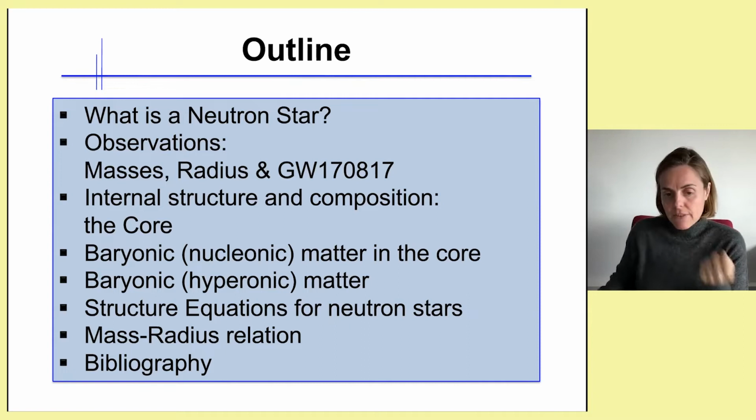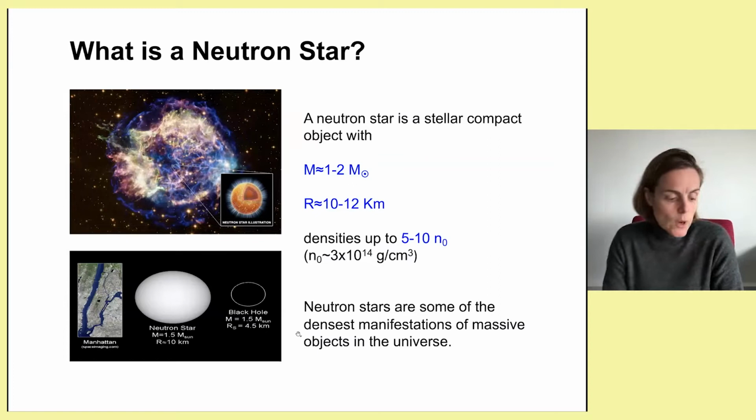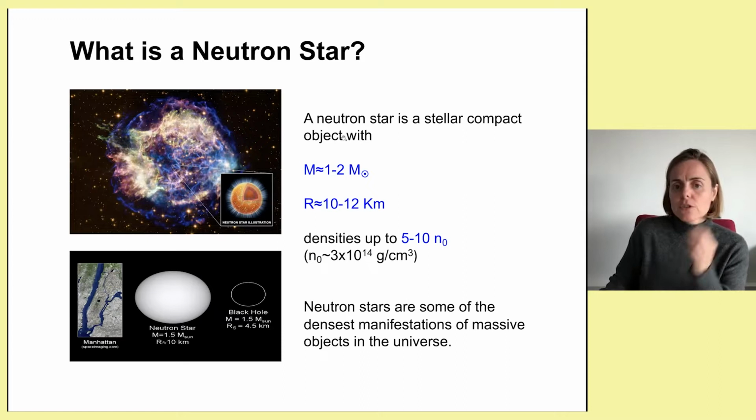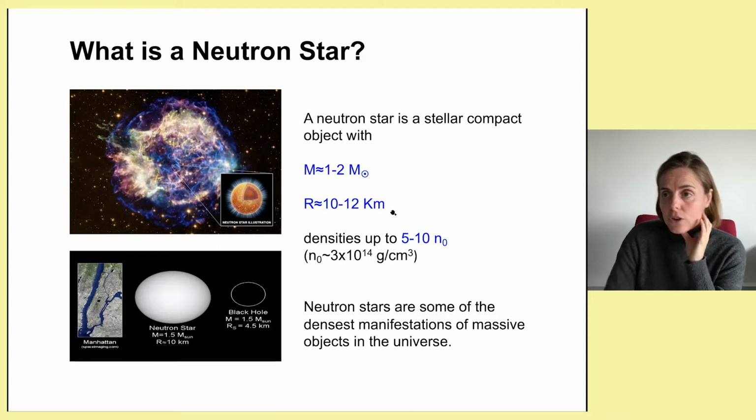So what a neutron star is, in a few words: when we refer to neutron stars, we mean stellar objects which are very compact. Compact means that the ratio of mass to radius indicates that general relativity effects will be important. So basically, we mean very dense objects. For a neutron star, we are talking about masses of one or two solar masses, but with a radius of the order of 10 to 12 kilometers.